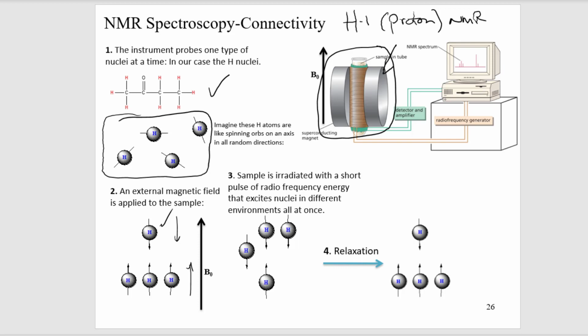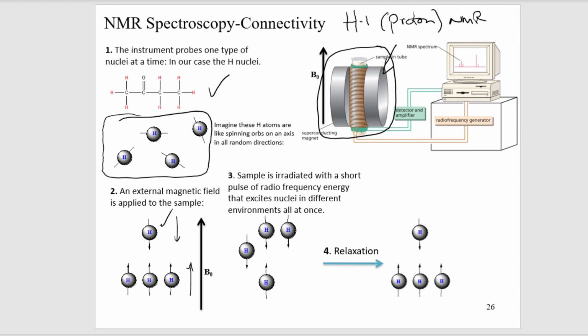They all suddenly go from random to standing at attention with the magnet. Kind of like a sergeant: All right, attention! Everybody in line. Okay, everyone's aligned, or maybe a couple misaligned.